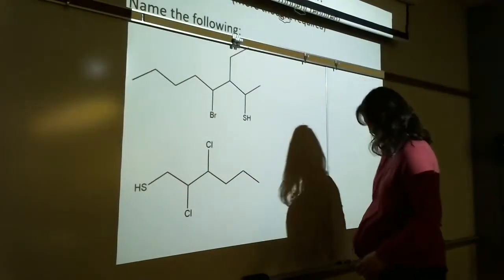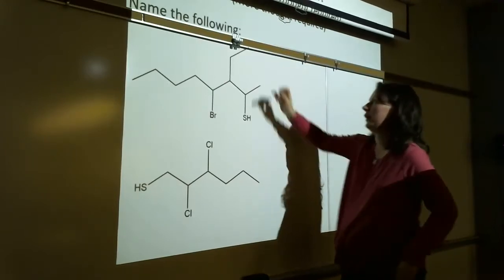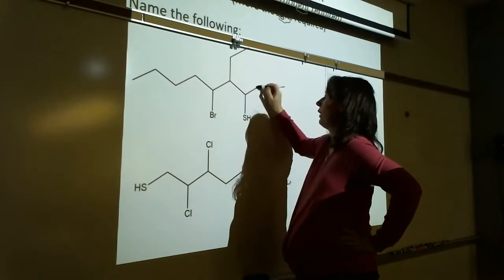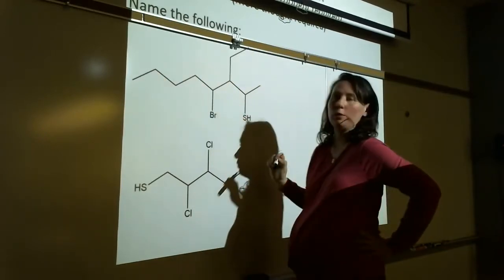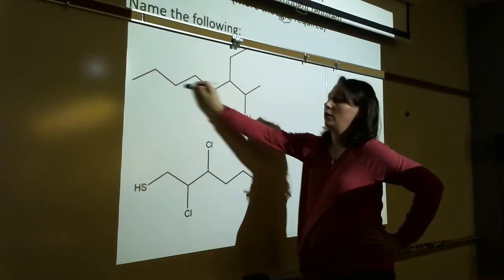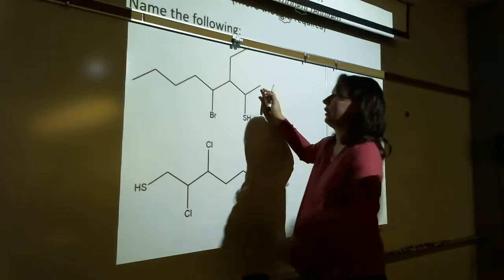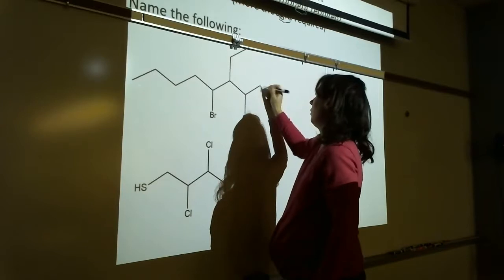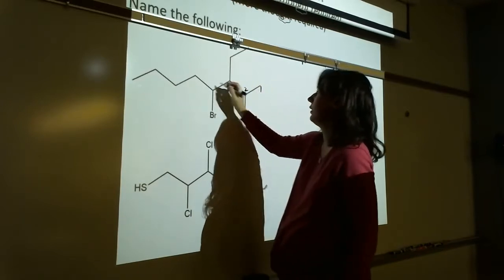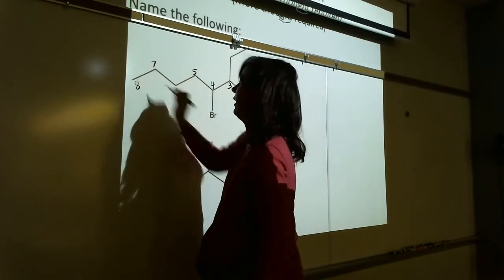So our longest parent chain needs to contain the thiol, right? 1, 2, 3, 4, 5 versus 1, 2, 3, 4, 5, 6, 7, 8, right? So we're going to go horizontally. We're not going to do this, that doesn't make sense. And we're going to number from the left or from the right? From the right. 1, 2, 3, 4, 5, 6, 7, 8.